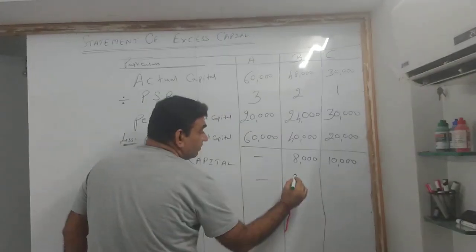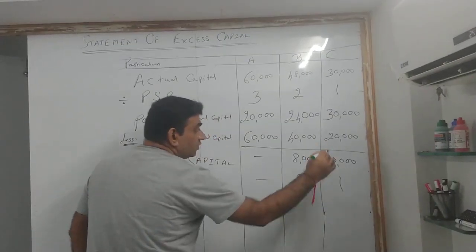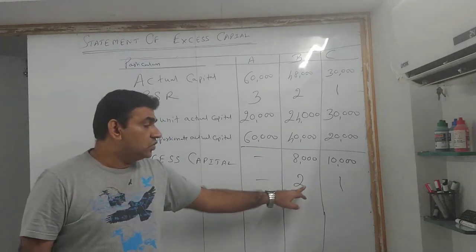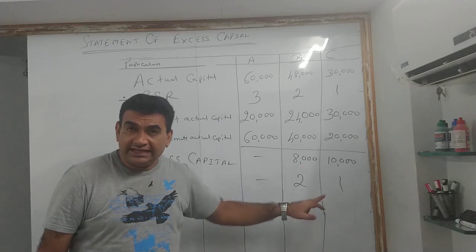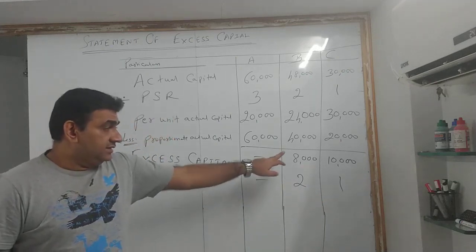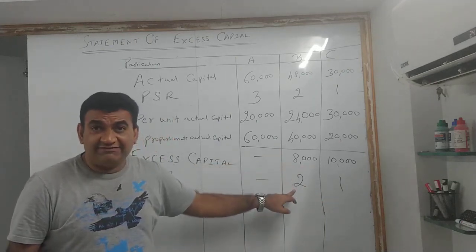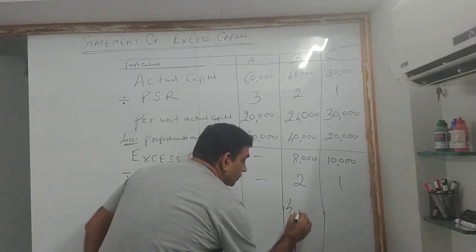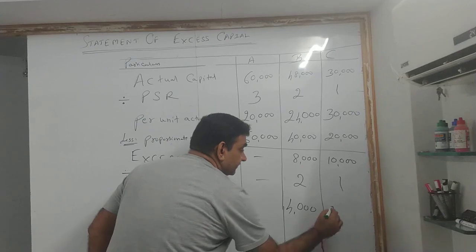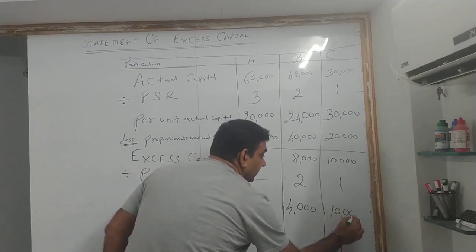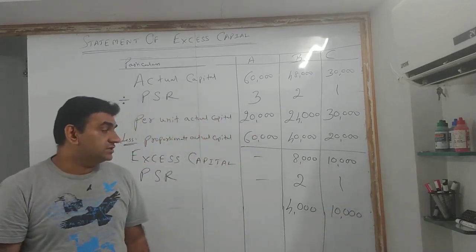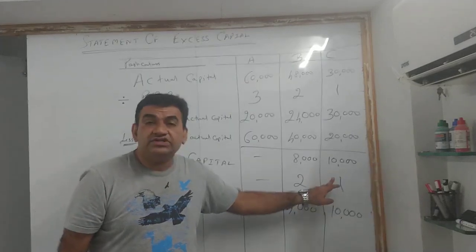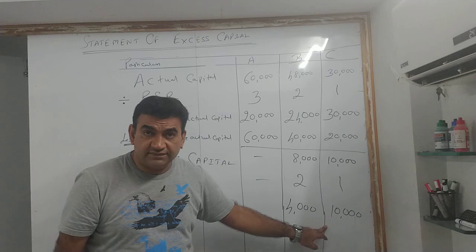B, what is the PSR of B? 2, and C's is 1. So 2 and 1. Clear? Do the same thing. Excess capital divided by the PSR. 8,000 divided by 2, 4,000. 10,000 divided by 1, 10,000.